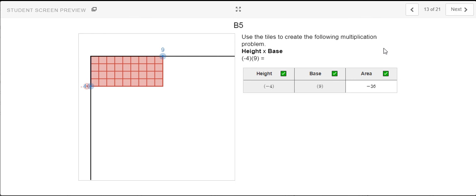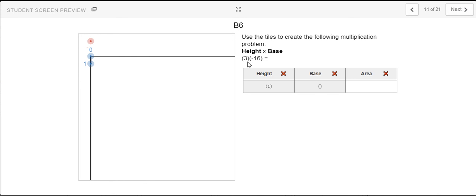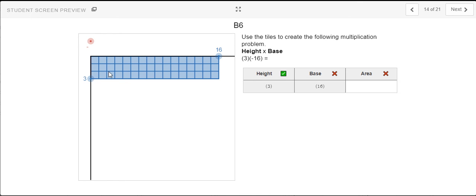Okay, and then for the next one, let's see, 3 by negative 16. So I want 16 across the base, 3 for the height. So 3 times 16, let's see, 3 times 10 is 30, 3 times 6 is 18. So right now this is 48, but I'm not quite done yet, because again, the base has to be negative. So if I make one side negative, if I flip it over, notice that all the area inside becomes opposite. It becomes negative 48.